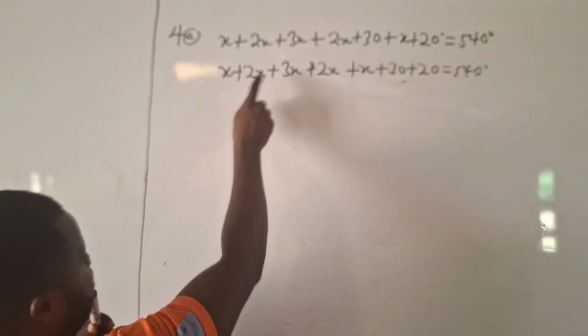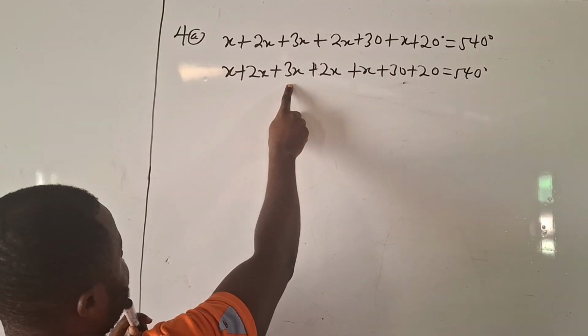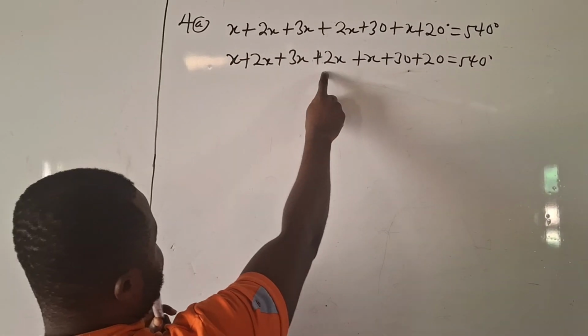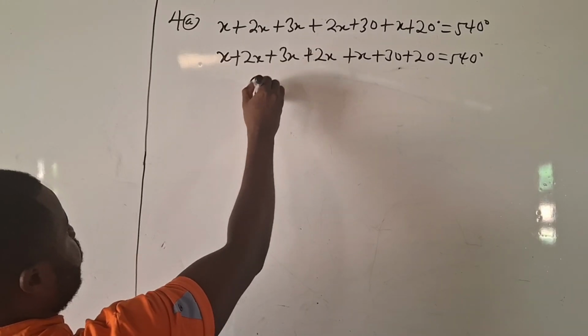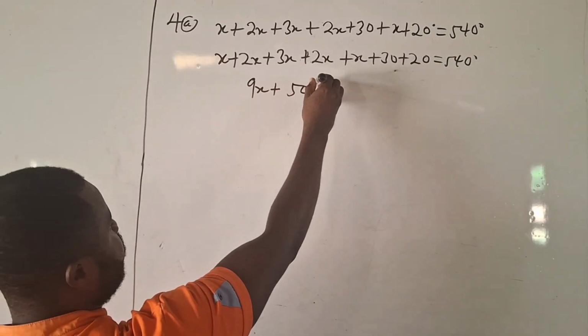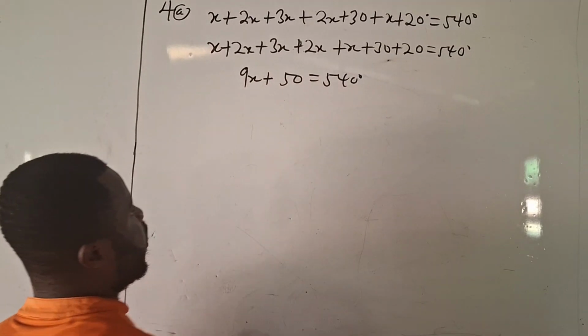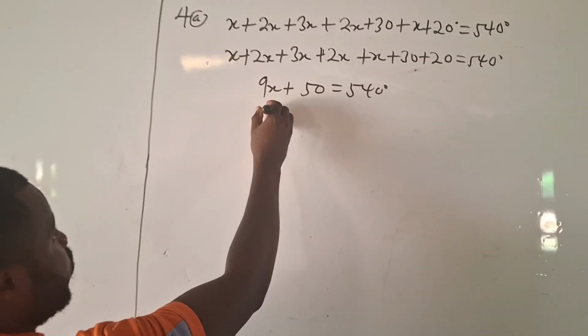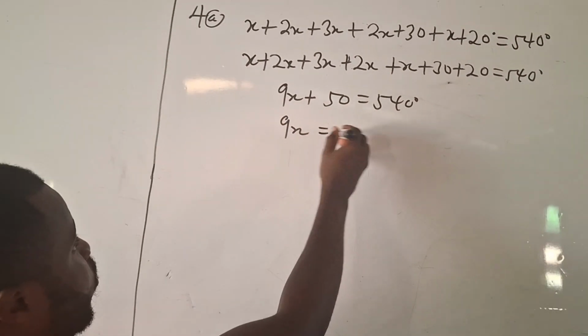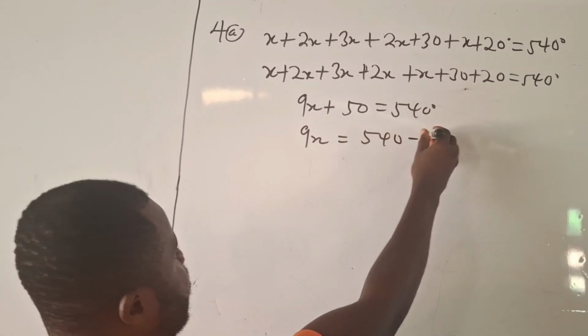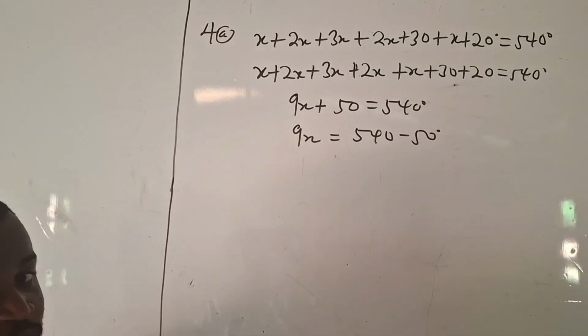x plus 2x is 3x, 6x, then 8x, 9x. So 9x plus 50 is equal to 540 degrees. So 9x will be equal to 540 minus 50 degrees.